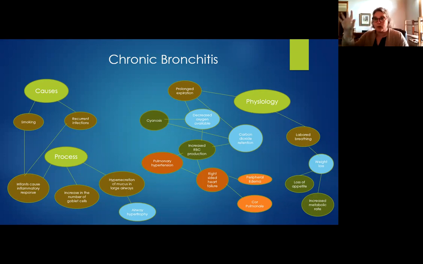So not only is the body working harder, but there's only so much energy to go around. Breathing takes more energy. Breathing is more important. So they will end up having weight loss because they're just not able to meet their nutritional demands.